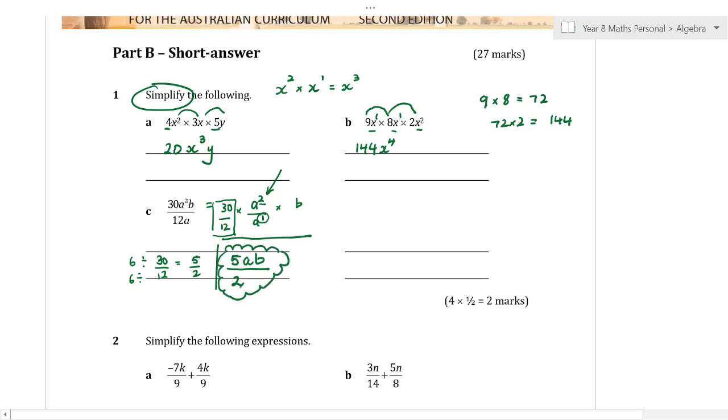Notice that 5 and 2 are both prime numbers. If they are prime numbers, then there's no way we can simplify it any further. Okay, we're going to keep going.